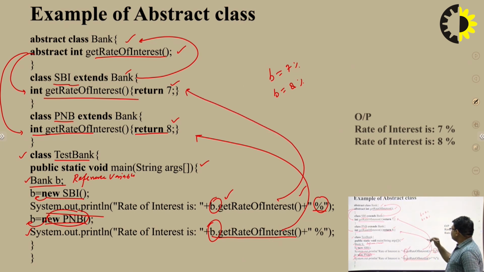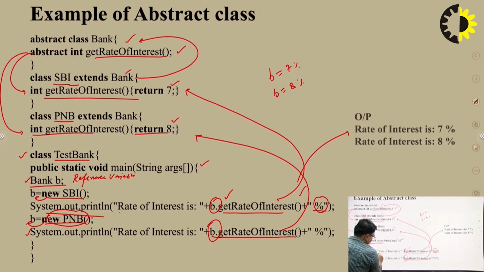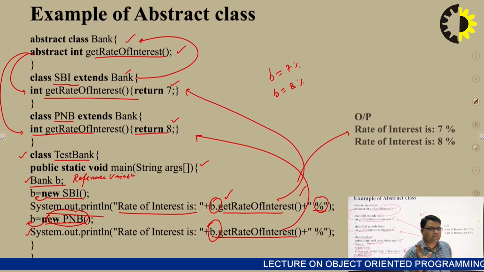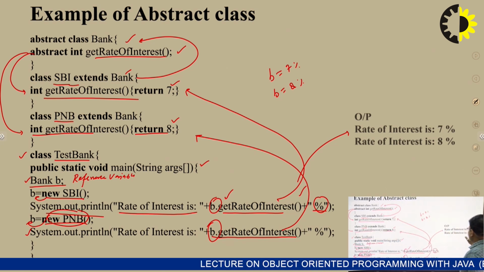So what will be the output? When we call this method with the help of SBI, it will print the rate of interest 7%. The words "Rate of interest" plus the value returned, 7, and append the percentage sign with that. This will be the output: rate of interest 7%.